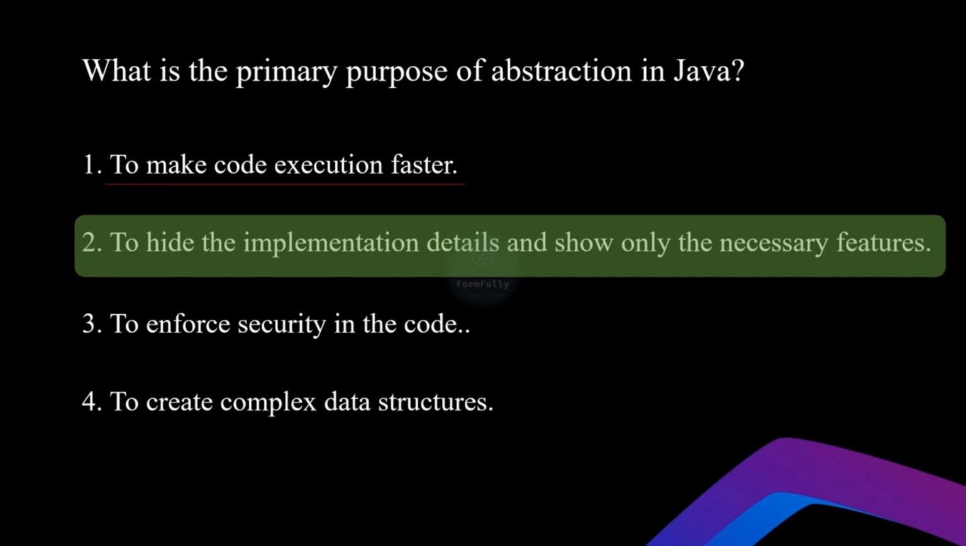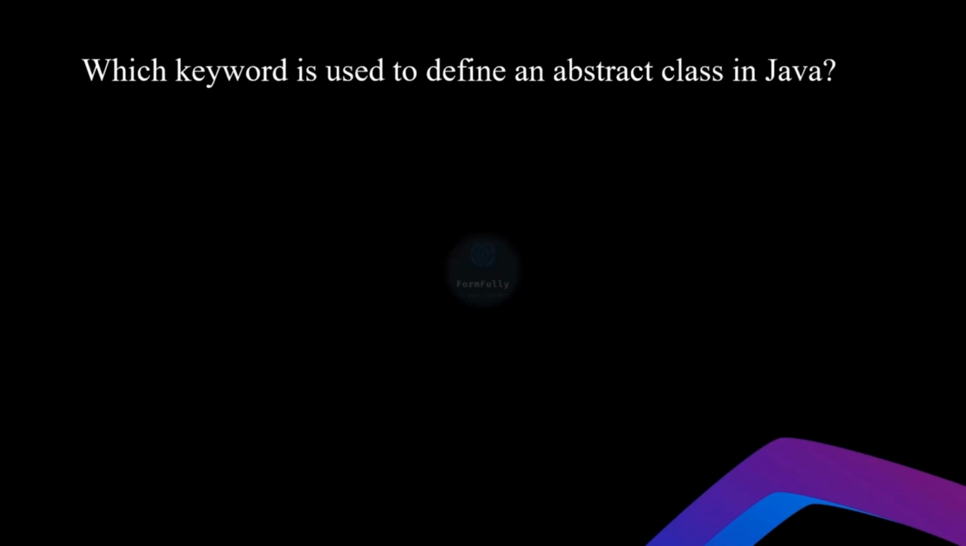Option 1 is incorrect because abstraction is not primarily intended to make code execution faster. While it can lead to more efficient code design and organization, its primary purpose is not related to code performance. Option 3 is incorrect because abstraction is not designed to enforce security in the code. Security measures typically involve access control, authentication, and authorization mechanisms. Option 4 is incorrect because abstraction is not about creating complex data structures. It's about simplifying the representation of complex systems or objects. So option 2 is correct. Moving to the next question.